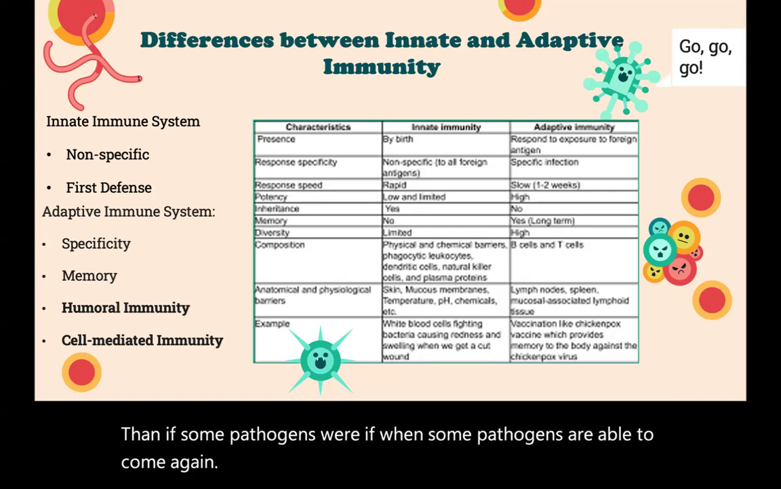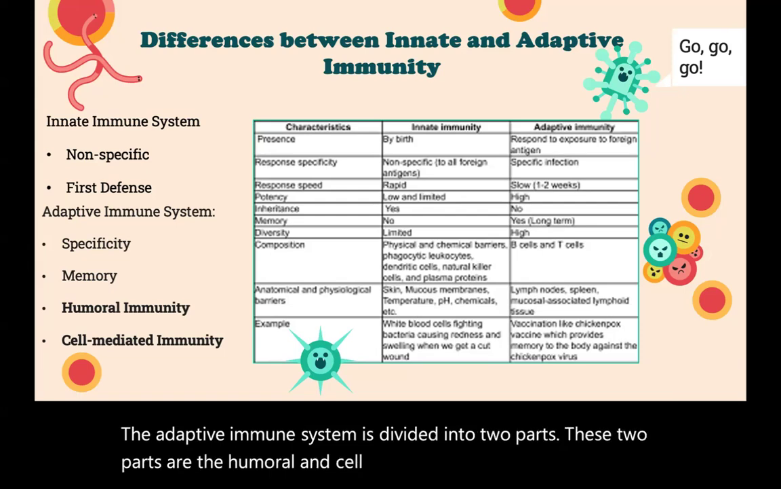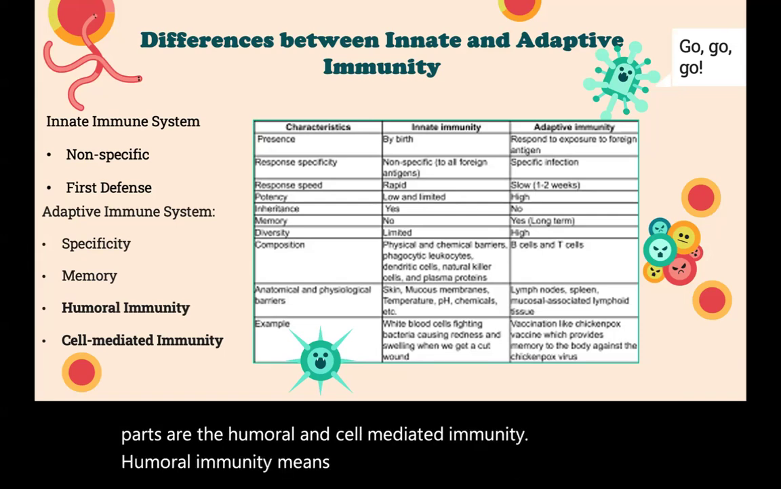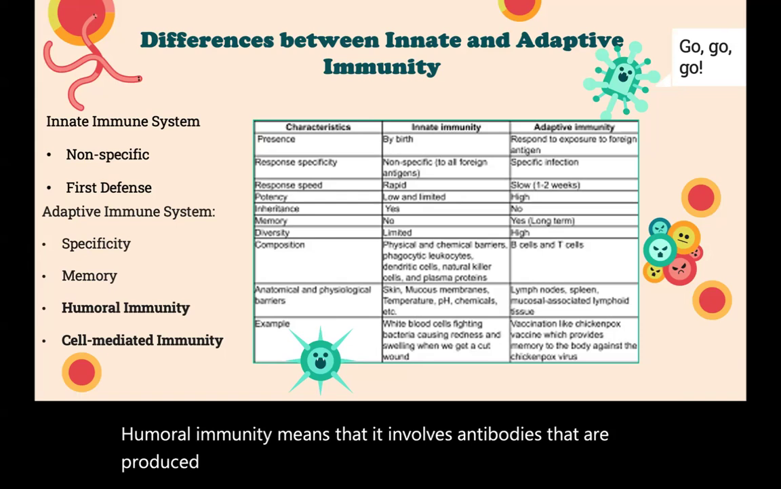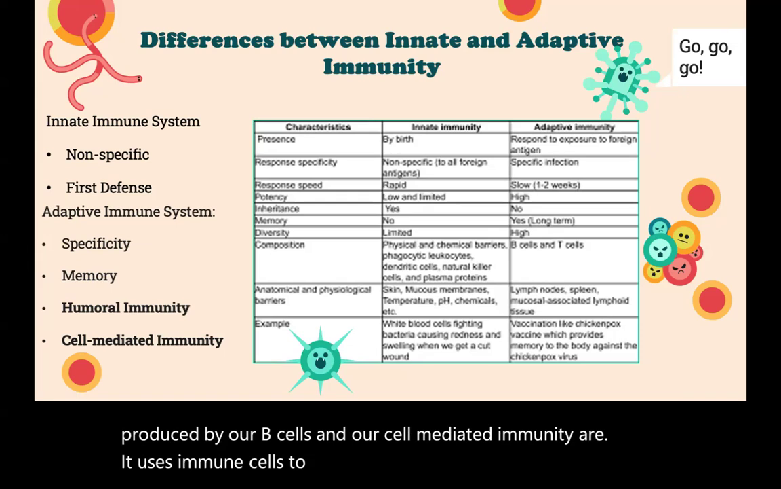The adaptive immune system is divided into two parts. These two parts are the humoral and cell-mediated immunity. Humoral immunity involves antibodies that are produced by our B cells, and cell-mediated immunity uses immune cells to fight infections and relies on our T cells.